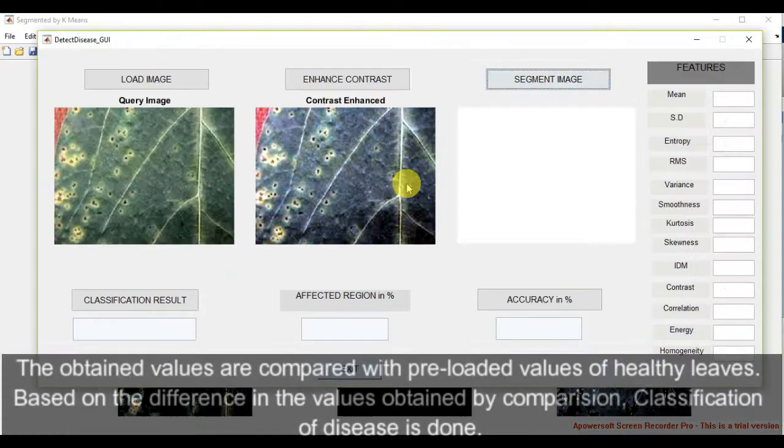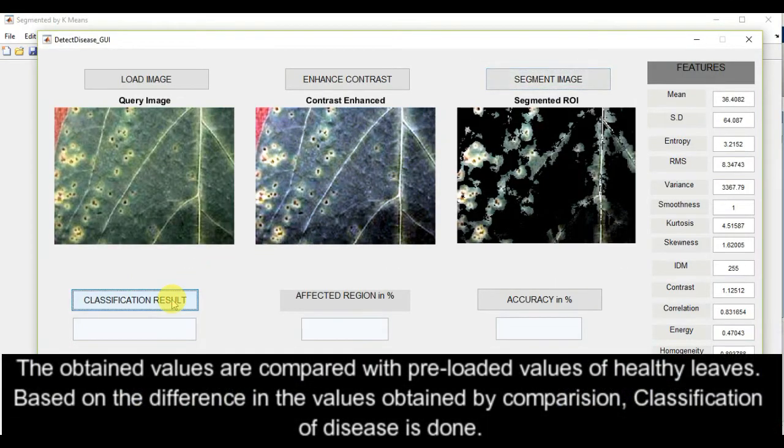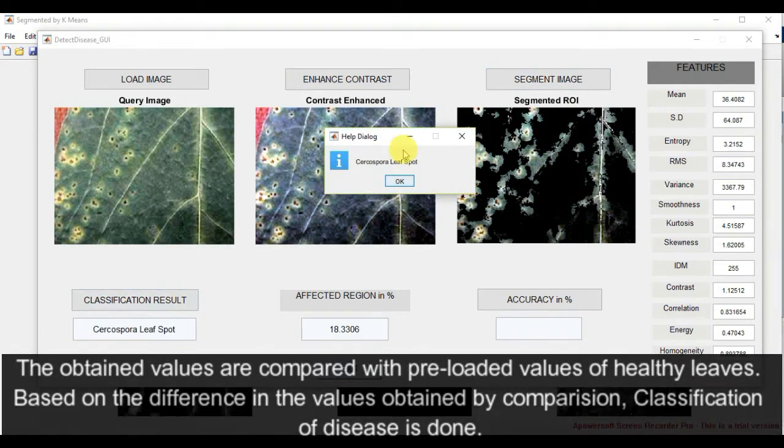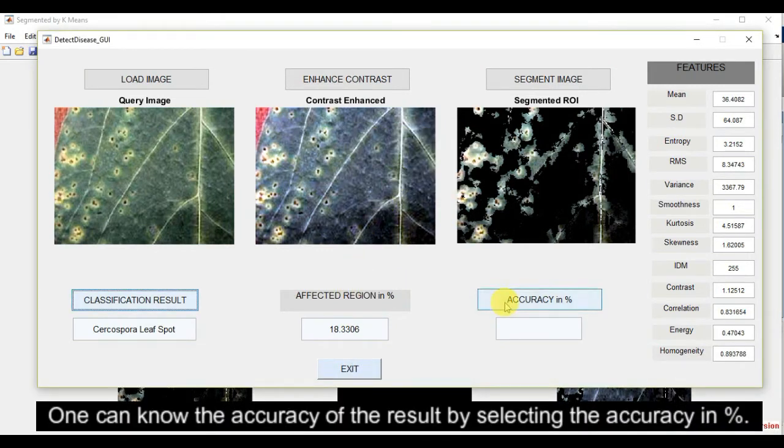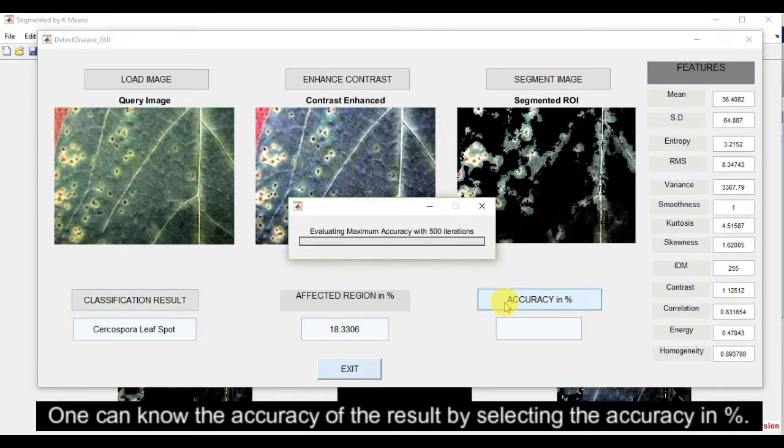The obtained values are compared with preloaded values of healthy leaves. Based on the difference in the values obtained by comparison, classification of disease is done. One can know the accuracy of the result by selecting the accuracy in percent.